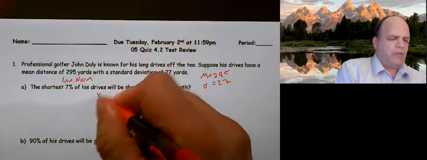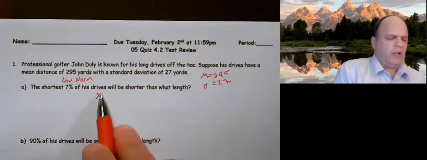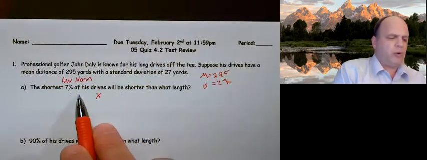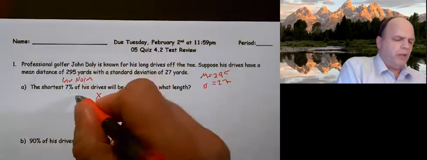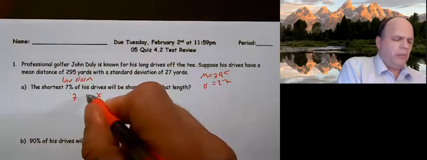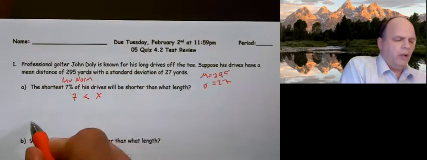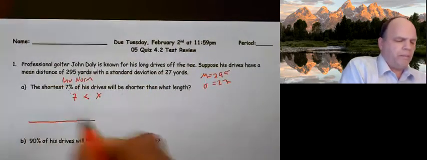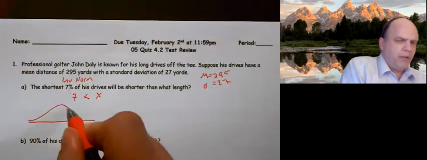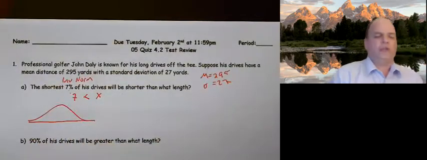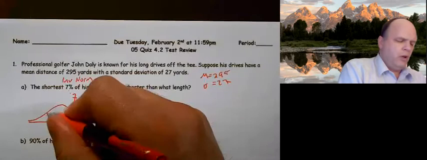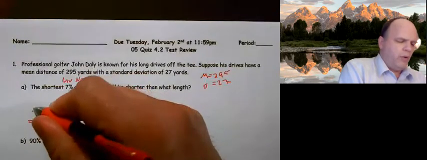So here's my X. Well, 7%, is it going to be more than? No, it's going to be shorter than. So 7% is below it. So this is going to be a less than. So we're going to be shading from the left going up. So here we go. Here's our picture, and our picture looks like this. Well, this area is 0.07.